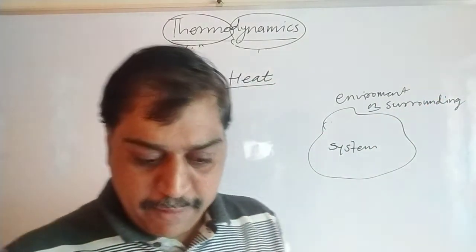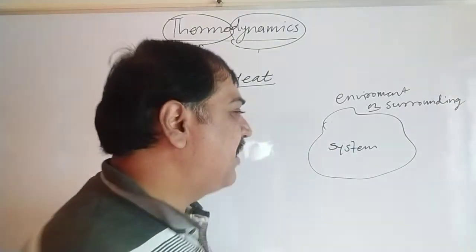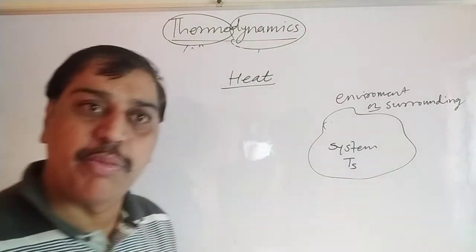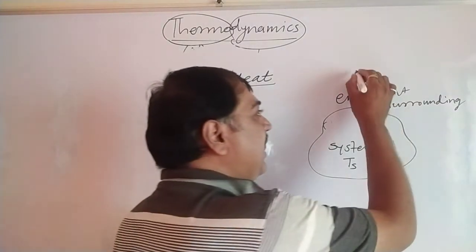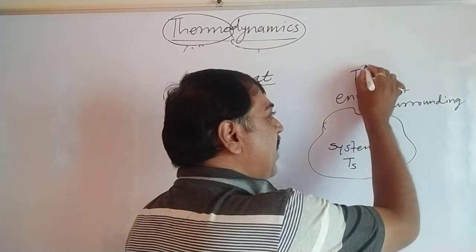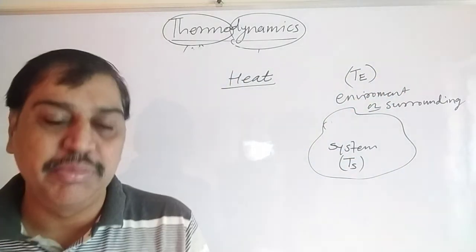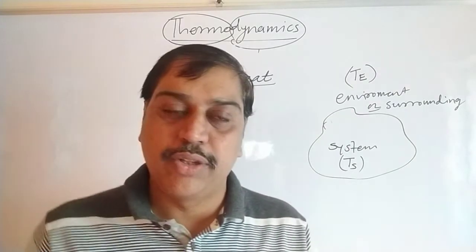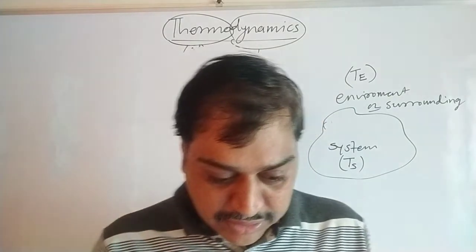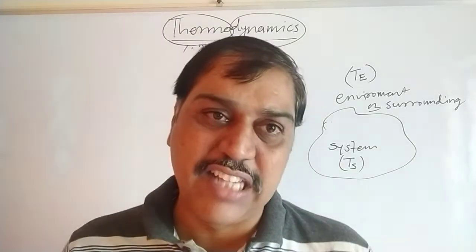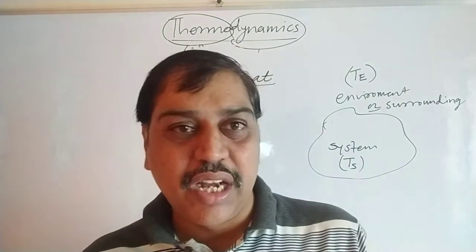Let us suppose the thermodynamic system has a temperature Ts. Ts is the temperature of the thermodynamic system, and Te is the temperature of the environment. In this situation, we have to learn how energy or heat gets transferred internally or externally.